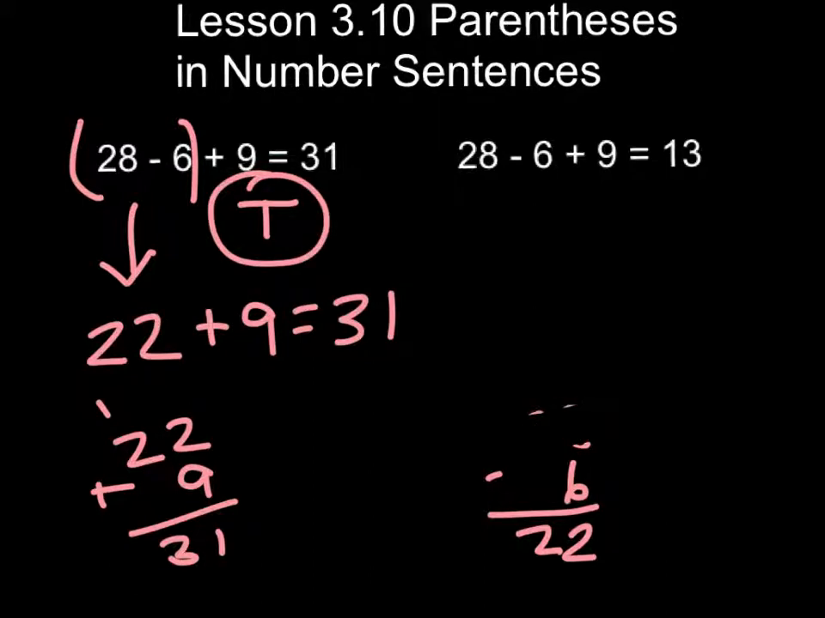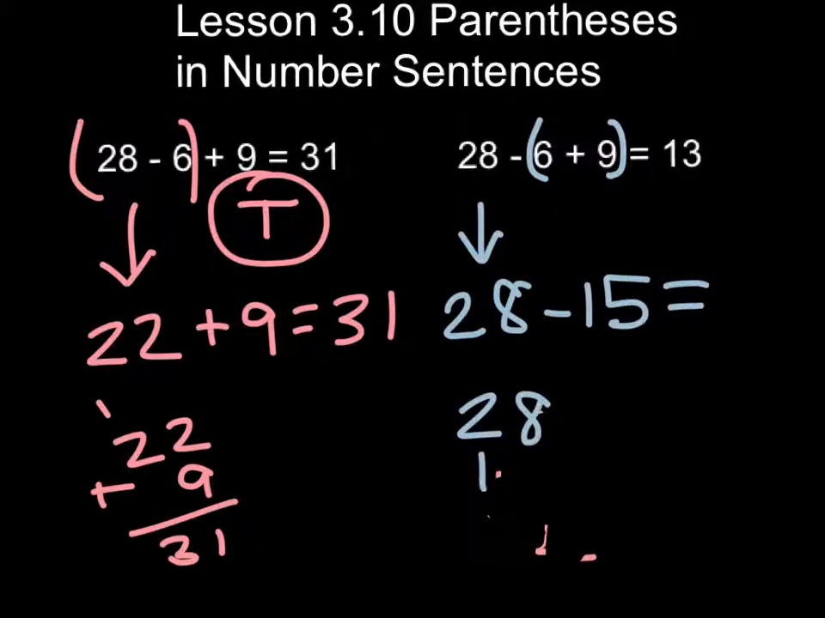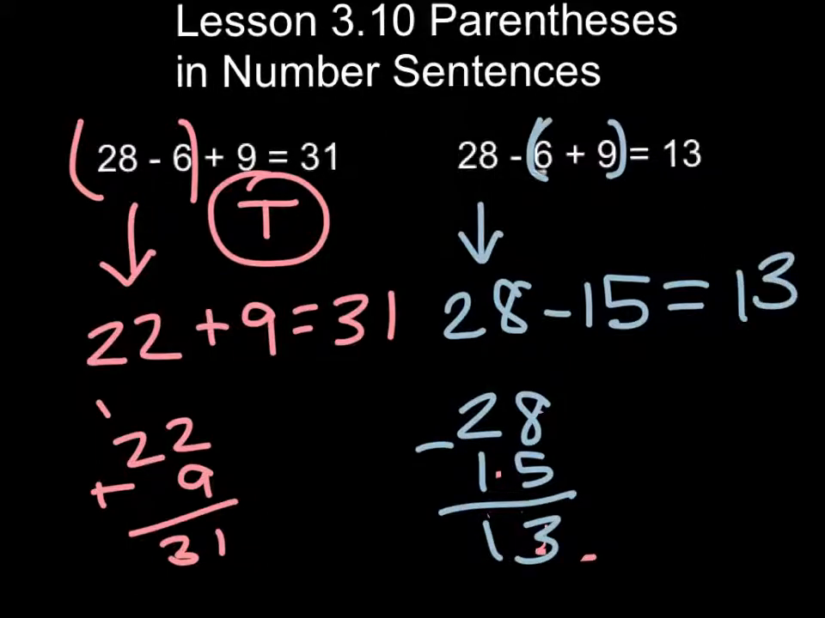Now let's take that same problem and see if we can make it true in the second problem and make it equal to 13. So 28 minus 6 plus 9 can also equal 13. If I put the 6 and the 9 in parentheses, and I do that first, so I bring down my 28. 28 minus, well, 6 plus 9 is 15. Let's see if that equals 13. 28 minus 15 is truly 13. So by putting the 6 and the 9 in parentheses, I have now made that equation true as well.